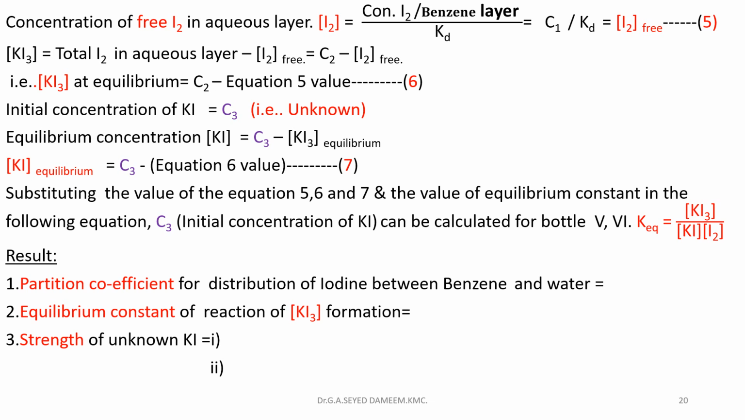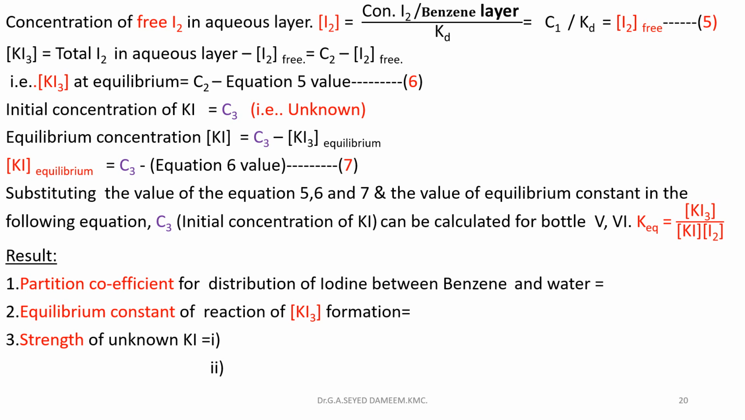Let this be equation 5. And the concentration of KI3 at equilibrium is the total iodine concentration in the aqueous layer minus iodine free, that is C2 minus the value of equation 5. Substituting C2 and the equation 5 value, we can calculate the concentration of KI3 at equilibrium. Let this be equation 6.